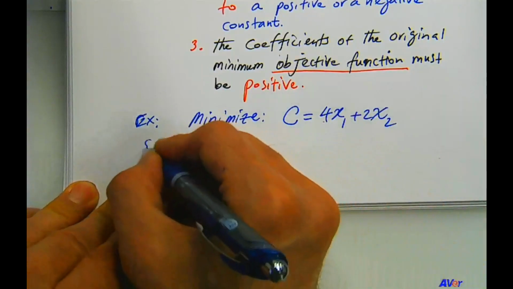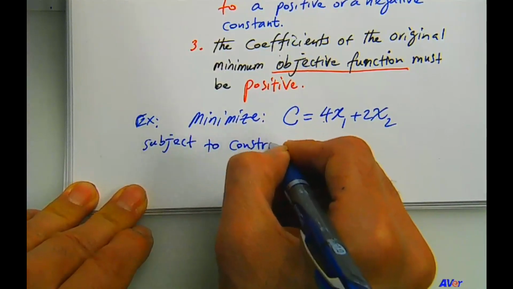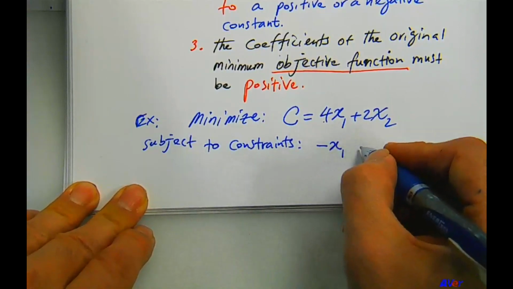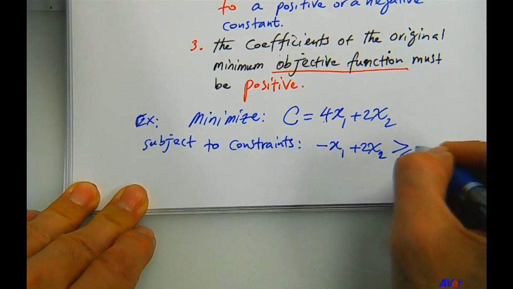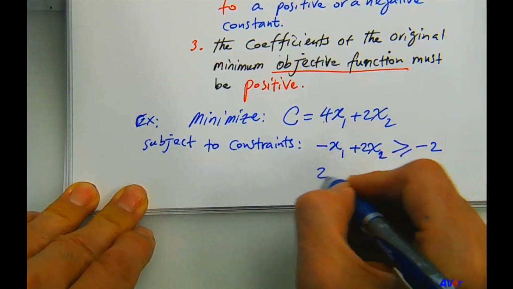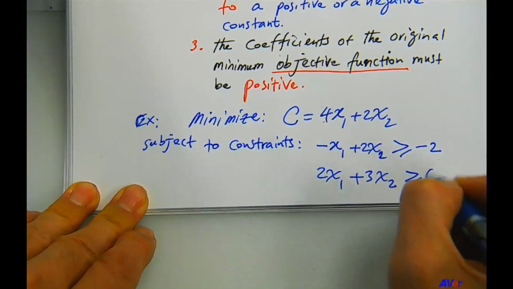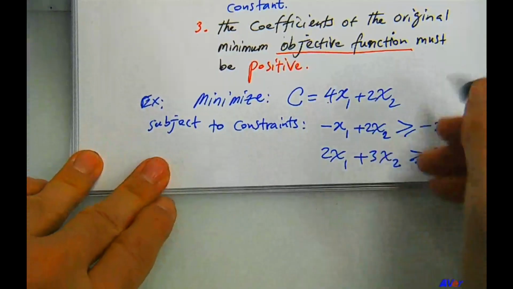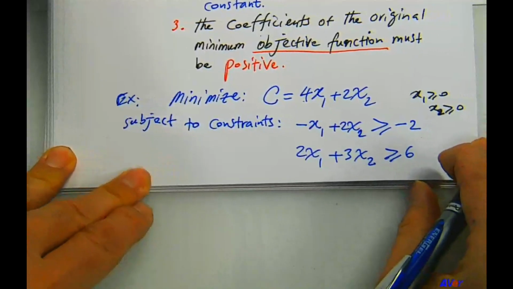And subject to these constraints, which are negative x1 plus 2x2 greater than or equal to negative 2, 2x1 plus 3x2 greater than or equal to 6. And of course, we must have x1 greater than or equal to 0, x2 greater than or equal to 0.